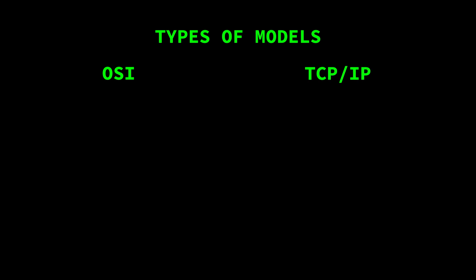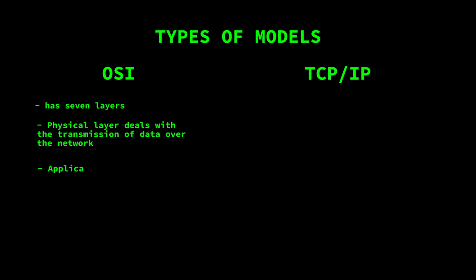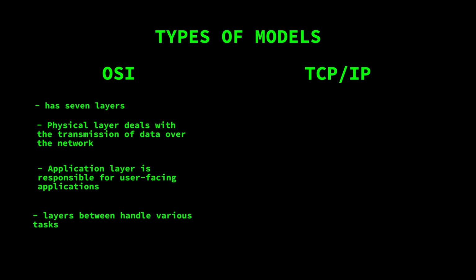Both models define a set of layers that organize the flow of data through a network. The OSI model has 7 layers, each with a unique set of functions. The physical layer deals with the physical transmission of data over the network, while the application layer is responsible for user-facing applications. The layers in between handle various tasks such as addressing, error detection and correction, and data transfer.